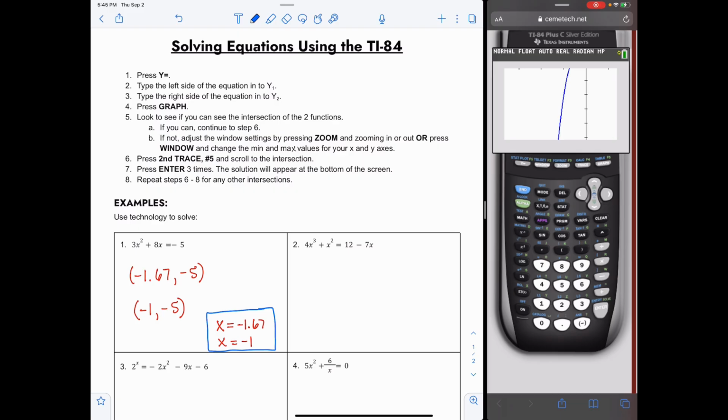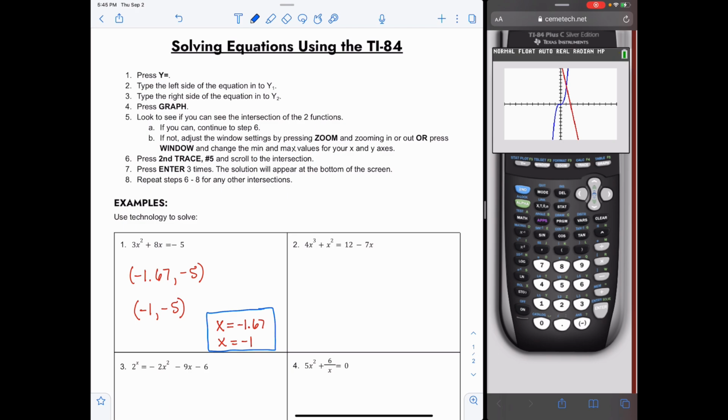Whenever that little wheel beside the battery stops spinning, you know that you can readjust it. So what I'm going to do is put it back to where it was. I'm going to press zoom and hit zoom 6 because it'll take it back to the standard way that the graph looks. So when I graph it, my 2 graphs will appear.